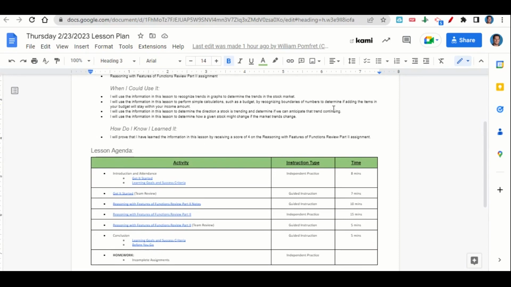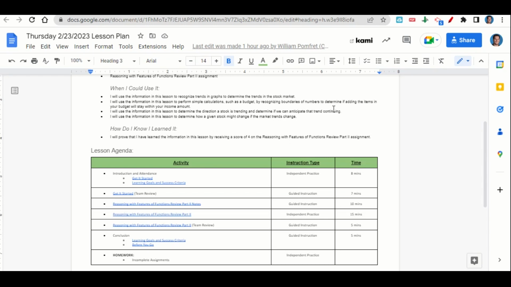While we do that, you'll fill out your Get It Started. Once you've completed your Get It Started, we'll go over it together and answer any questions that you may have. After that, we'll go over the Reasoning with Features of Functions Review Part 2 notes, and then I'll give you time to complete the Reasoning with Features of Functions Review Part 2 assignment. Once you've completed the assignment, we'll go over it together and answer any questions that you may have.